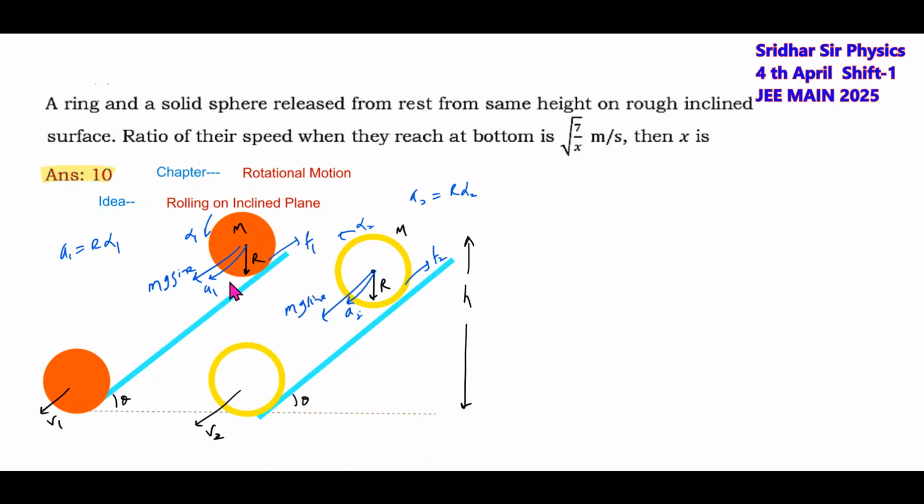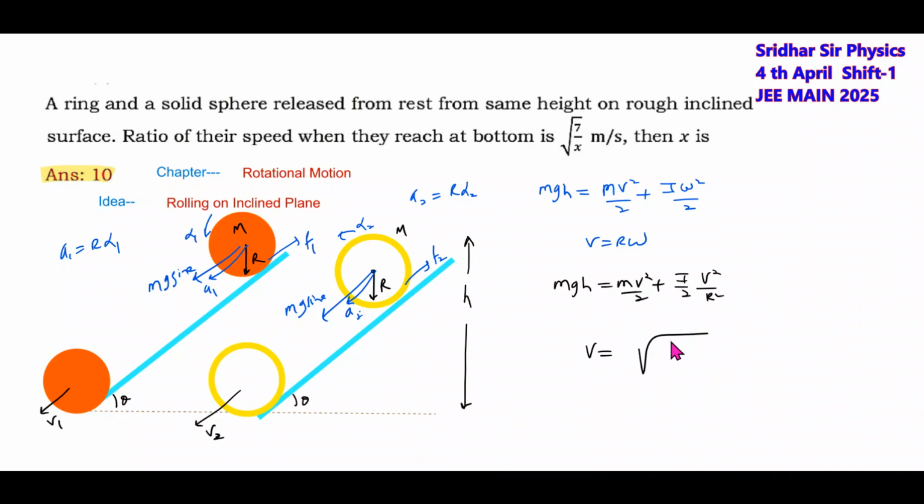As only gravity does work, we'll apply conservation of mechanical energy. mgh, the decrease in gravitational potential energy, is equal to the increase in translational kinetic energy plus the increase in rotational kinetic energy. As it is pure rolling, V equal to R omega. Substituting this, mgh equal to mv square by 2 plus I by 2 times v square by r square. We have to calculate the expression for v.